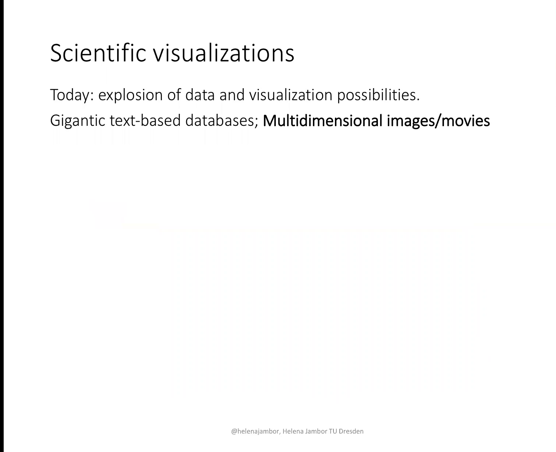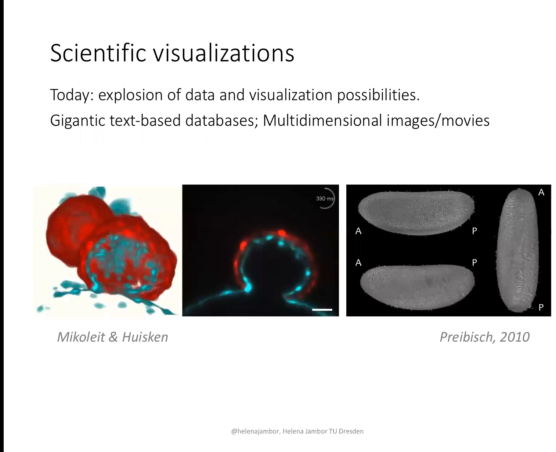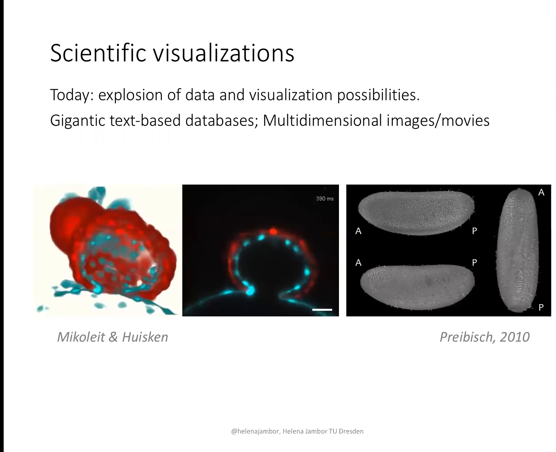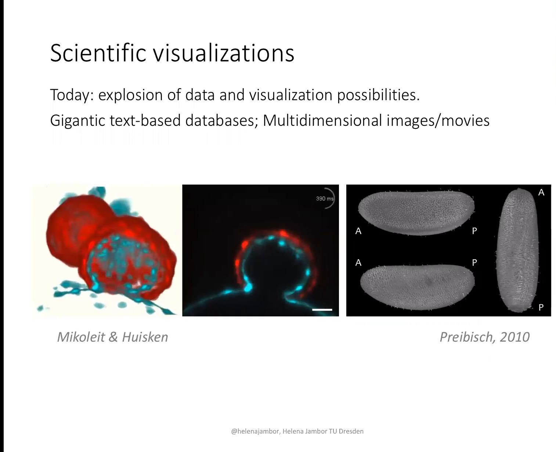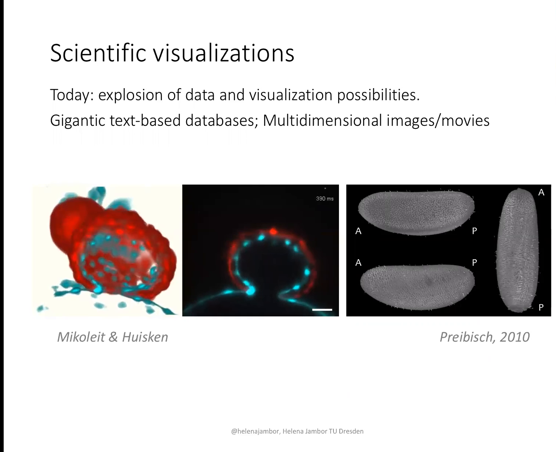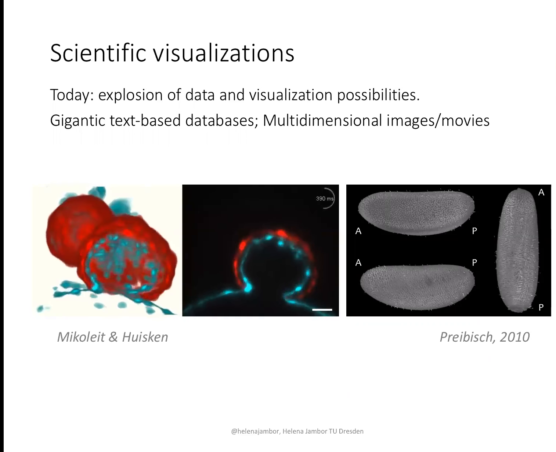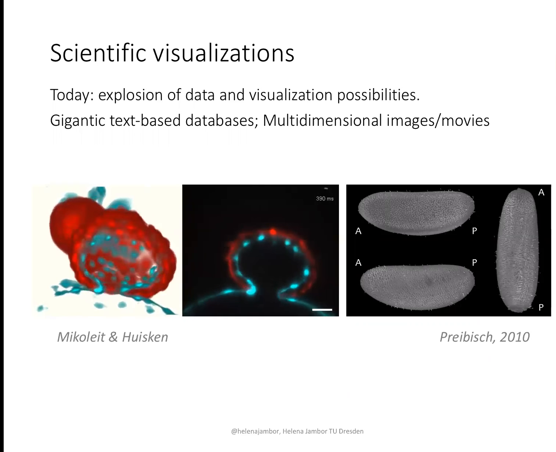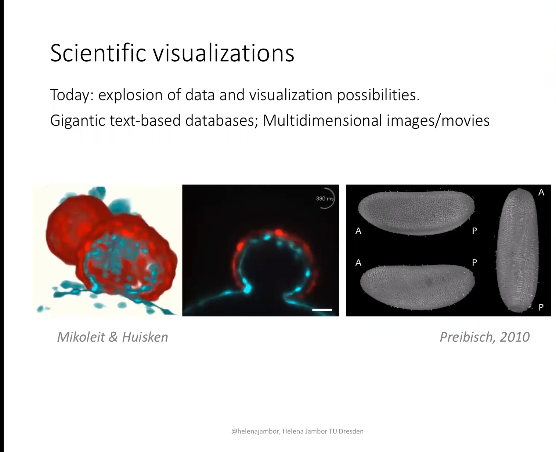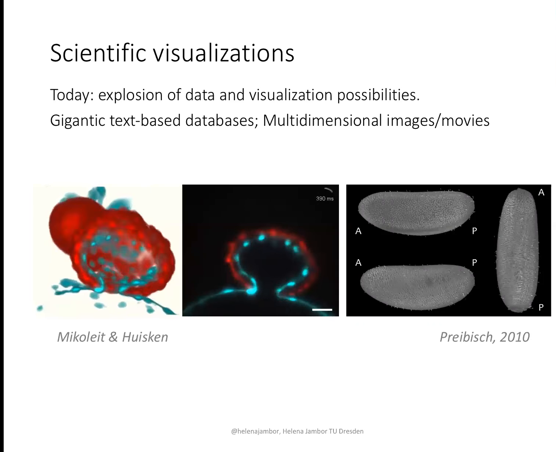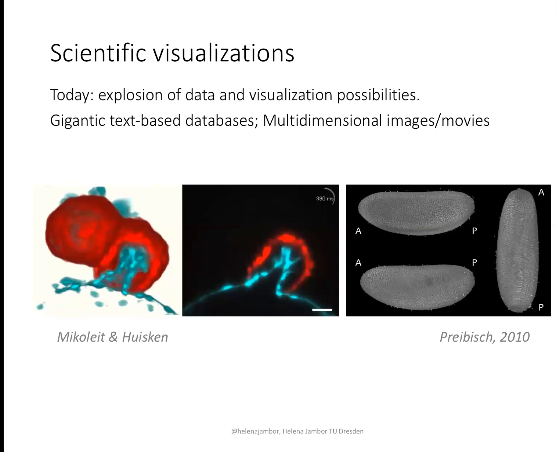At the same time, we no longer have drawings, but we have multidimensional images in movies, and especially in biology, there have been massive advances. For example, we can watch the heartbeat in real life in developing organisms, and we can watch different cells forming in the organisms throughout the entire developmental time. So images have become very, very large, very multidimensional, and hard to handle.